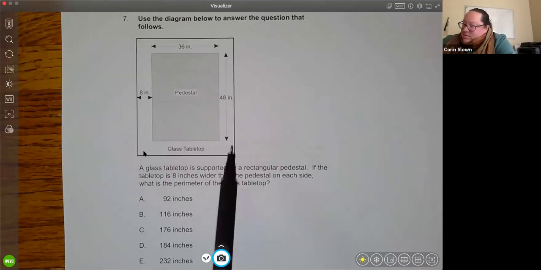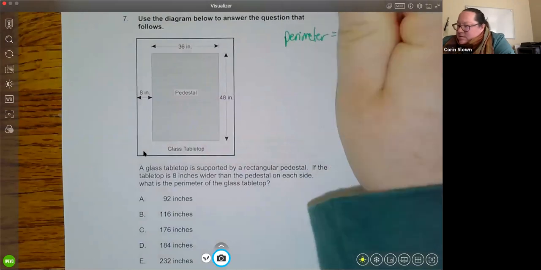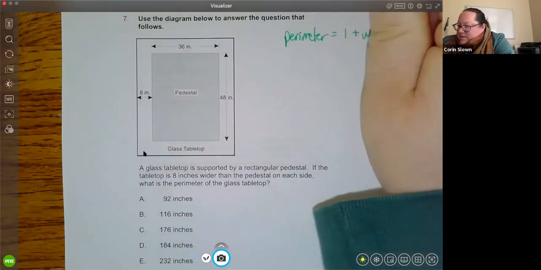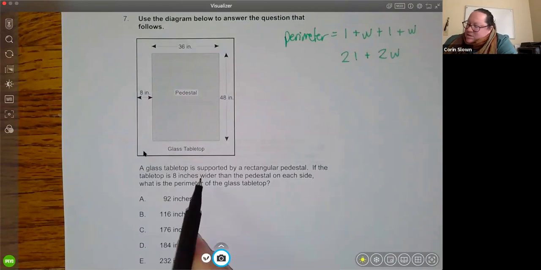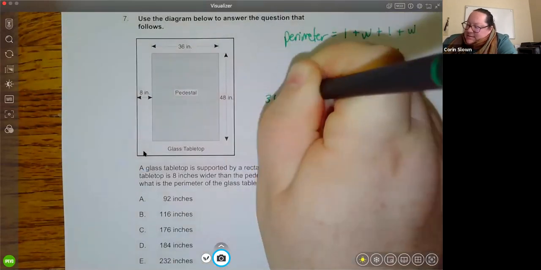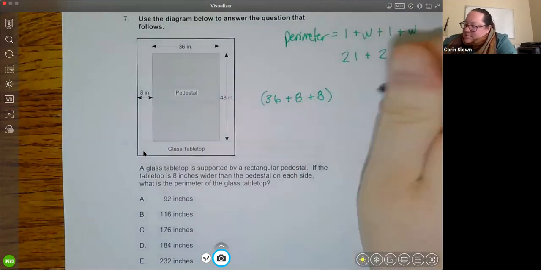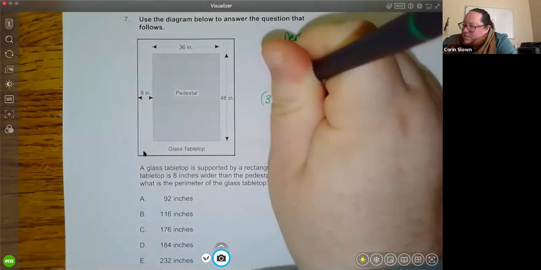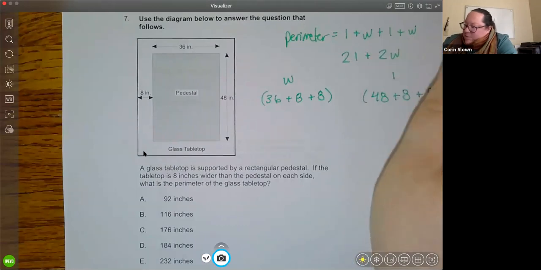Perimeter is the outside. So perimeter is going to be length plus width plus length plus width, or 2 times length plus 2 times width. But in this problem, they tell us that the tabletop is 8 inches wider on each side. So that means that I'm going to take 36 and add 8, not just on one side, but on both sides. That's going to be my width. For my length, I'm going to take 48, and I'm going to add 8 on both sides.